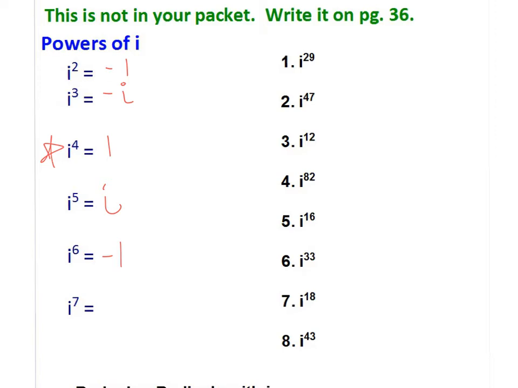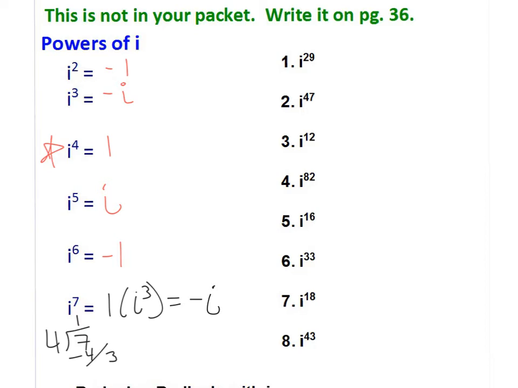So let's think, how many times does 4 go into 7? We can divide. That looks like a square root, but it's not a square root, it's dividing. So 7 divided by 4 goes in 1 time with 3 left over. So that's 1 times i to the third, because there's 3 remaining. Well, i to the third is -i, so our answer is -i.